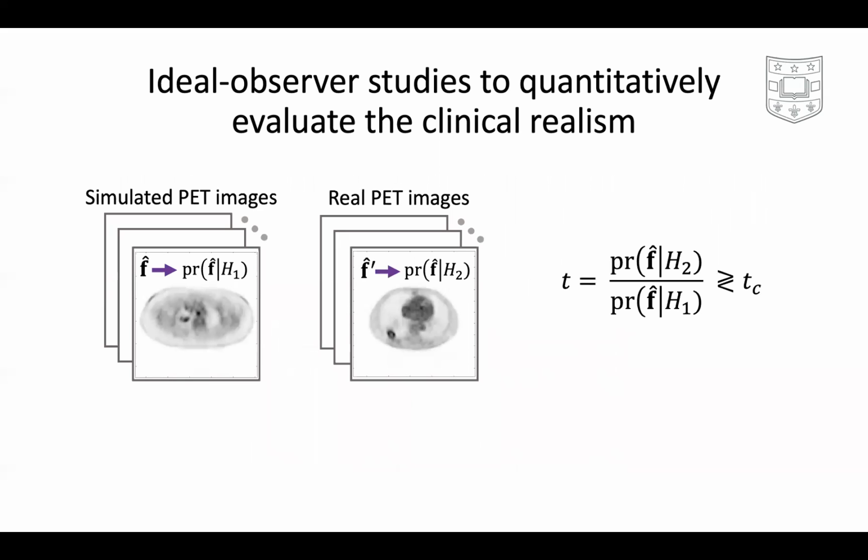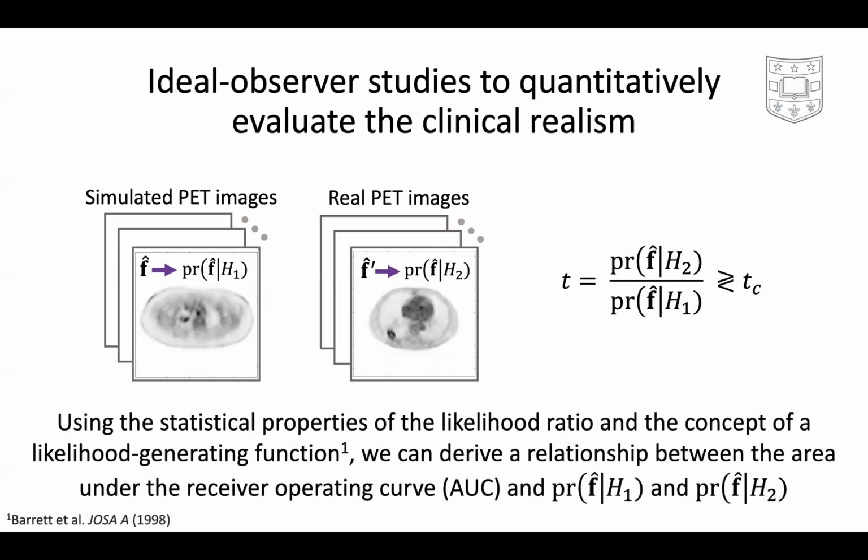For this ideal observer, we can define the test statistic as the ratio of the probability of f hat given H2 to the probability of f hat given H1. This ratio is also known as the likelihood ratio. The ideal observer then makes the decision by comparing the likelihood ratio to a threshold.